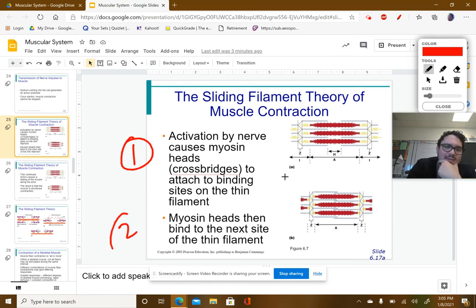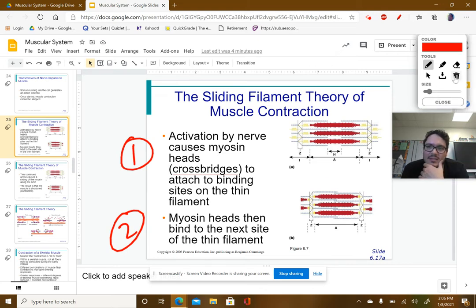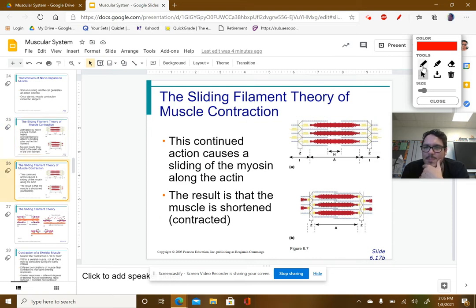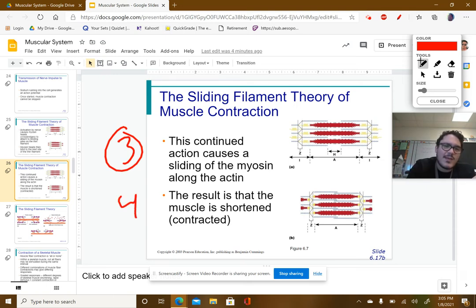Step 2, the myosin is going to attach to the actin and then drag itself to new sites, to the next site on the actin. So it's already starting the sliding process. Step 3, the myosin literally just continues to slide across the actin. And then step 4 is rather self-explanatory. But once all of this has happened, the result is the muscle is shortened. You've successfully contracted the muscle.